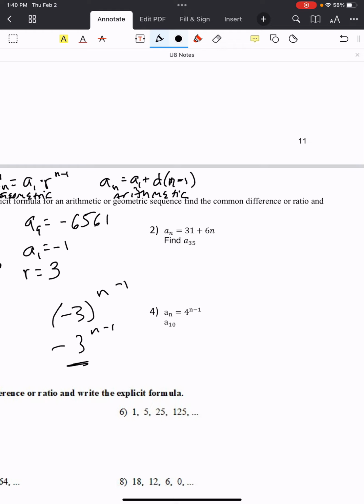Yeah. If I want the first term, then what's n? 1. A1 is 31 plus 6 times 1. Oh, that makes so much sense. So A1 is 37, but I already know my common difference is 6, right? You guys okay? So my formula is a sub n is 37 plus 6 times n minus 1.